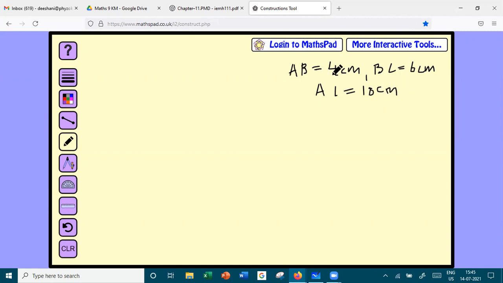Okay. So suppose I have given you these sides. How will you make the triangle? This is 10 centimeter. AB is 10.